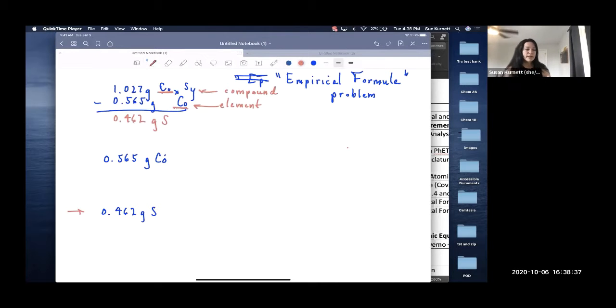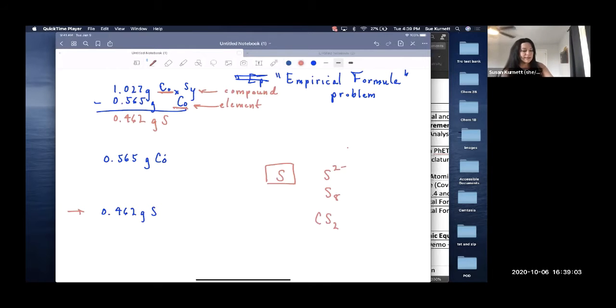Now, I've told you in the past that sulfur like this on the periodic table is just S, but nonmetals to become stable have 2 ways to do that. And one is to gain electrons, and one is to share electrons. And sulfur can share electrons with itself, and we call that the element, or it can share electrons with another element, a nonmetal or metalloid, and that makes a compound.